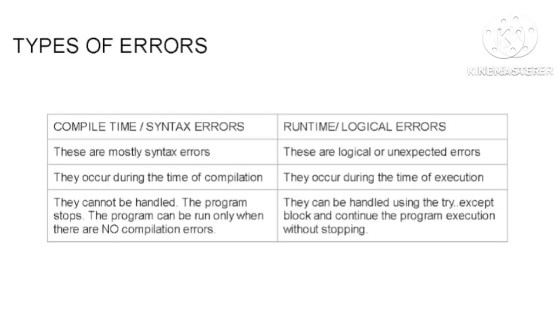A quick recap of the types of errors. We have compile time errors and runtime errors. Compile time errors are syntax and semantic errors. You cannot run your program successfully without correcting these errors. Whereas runtime errors are the ones which occur only during execution of the program. So if you want your program to continue executing when there is an error, you should handle them.